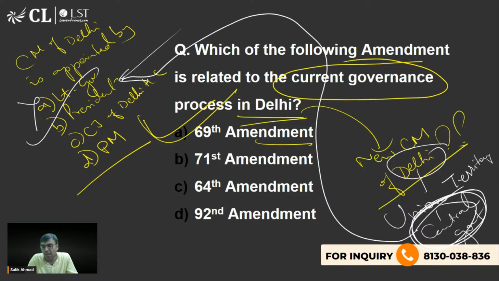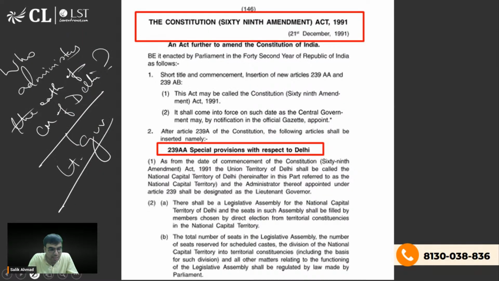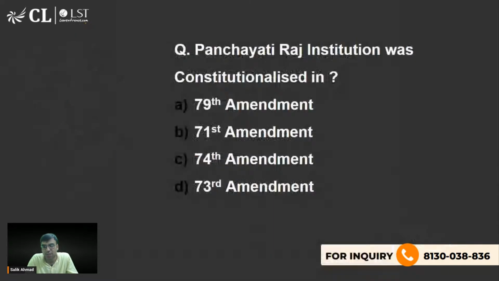ठीक है, and which article is talking about the governance setup? So 239A, special provision with respect to Delhi. So that is what you should know. A is the right answer to this question.